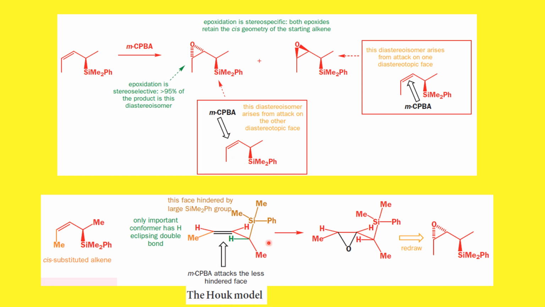To explain this, the Houk model was proposed, on which I am going to make a video and try to explain this on the basis of the stereochemistry model. But for the time being, okay. So what we have here is a cis alkene. Whenever we are dealing with a cis alkene, then the epoxidation will always give you more diastereoselectivity.